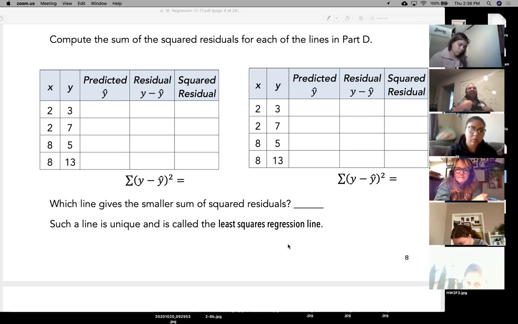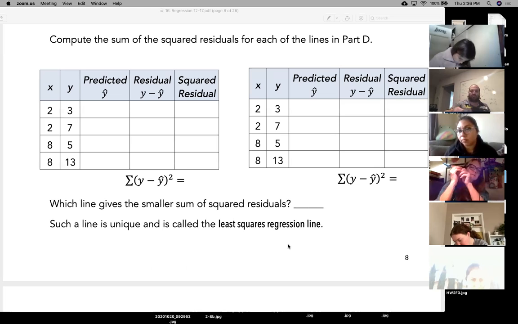Your question is, how do I determine that it's the smallest? Maybe there's another line that I didn't try. How do I know that I found the one that's as small as possible? What I'm saying is you can't without calculus. It's a calculus technique. This is just conceptually telling you that the one that makes this as small as possible is the best one. And if you can somehow figure out a method to find that, you've got it. And that technique exists. It is calculus.